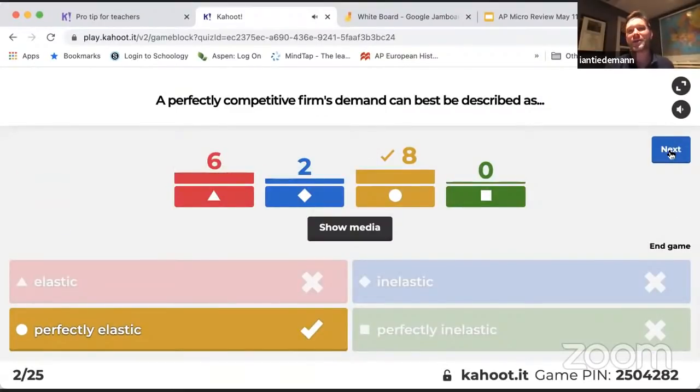All right, a perfectly competitive firm's demand is perfectly elastic. Its marginal revenue is a straight across line.